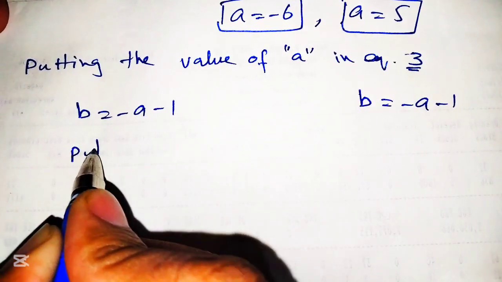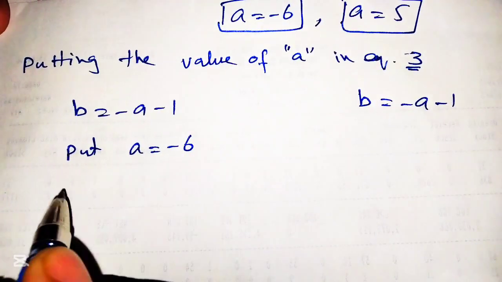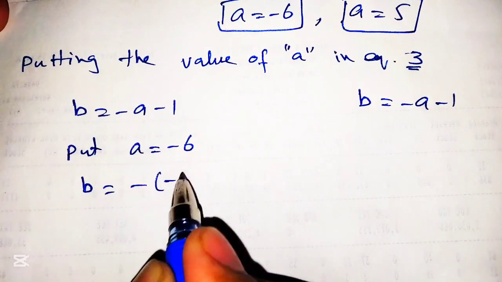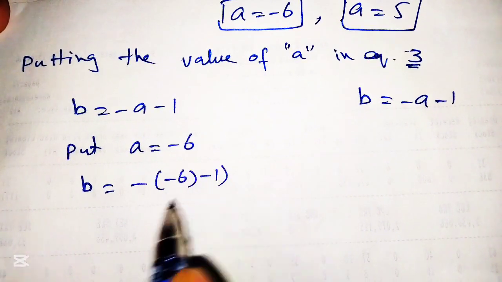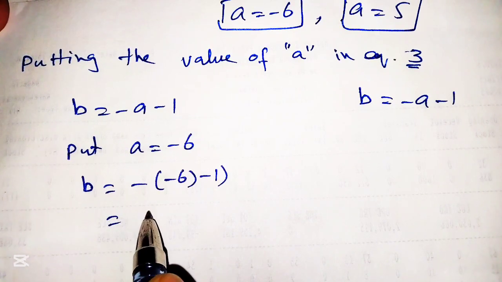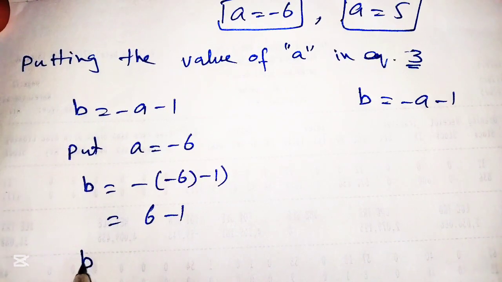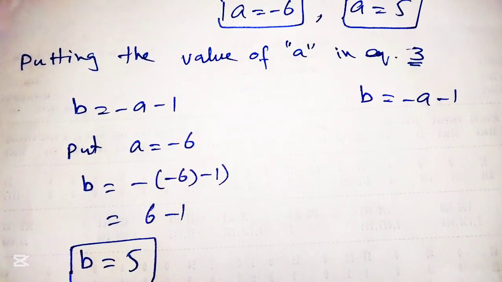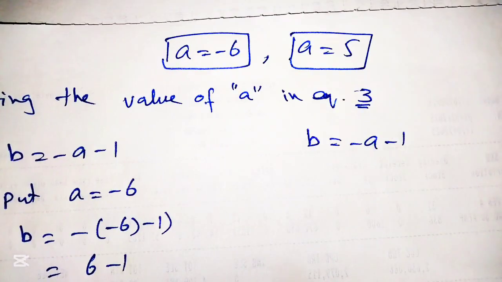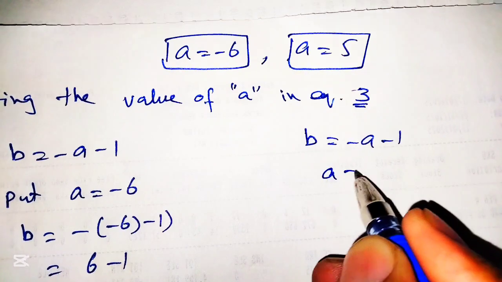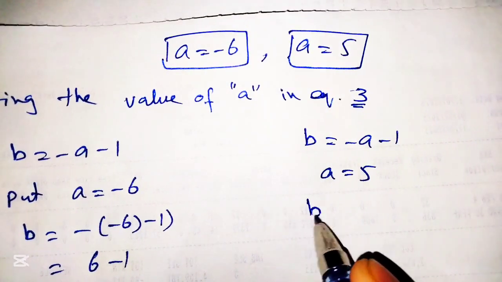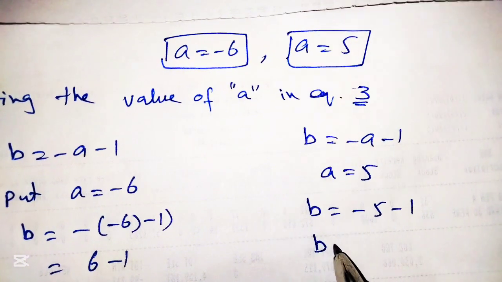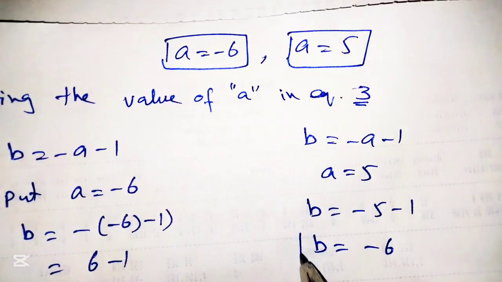So put a = −6, we will get b = −(−6) − 1, which is 6 − 1. Hence the value of b becomes 5 from here. And now putting the value of a as a = 5, we will get b = −5 − 1, and b is equal to −6 from here.